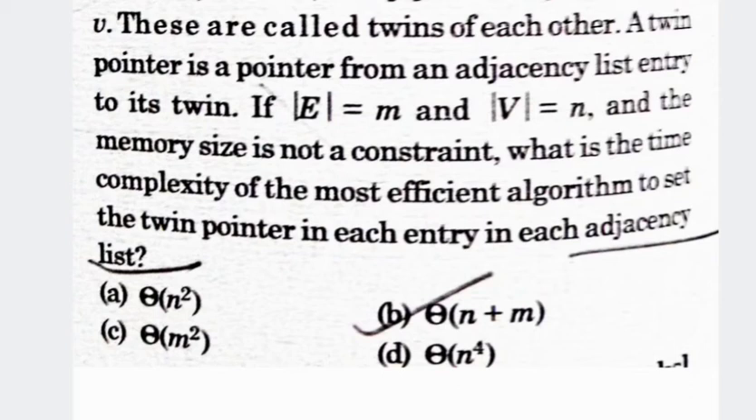So it is very easy. Because it is an undirected adjacency list, we easily say that option B is correct, and here the time complexity required for the efficient algorithm is n plus m. So option B is your correct answer.